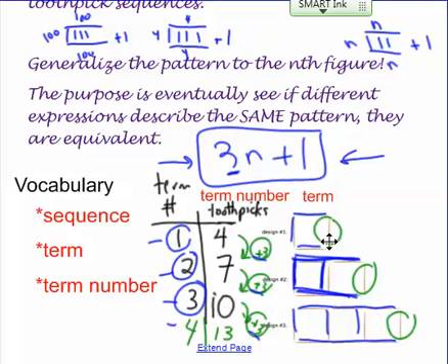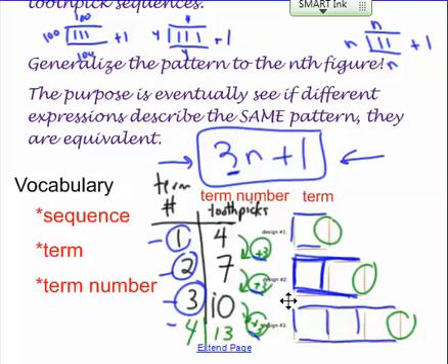So what we started to think about is the 100th figure is going to have 100 on the top, 100 on the bottom, 100 vertical, plus that extra 1 on the right side. So the nth figure is going to have n on the top, n vertically, n on the bottom, and 1 extra 1 on the right. And that's how we got to 3n plus 1. So for the nth term, we're going to have 3 of that number and 1 more.